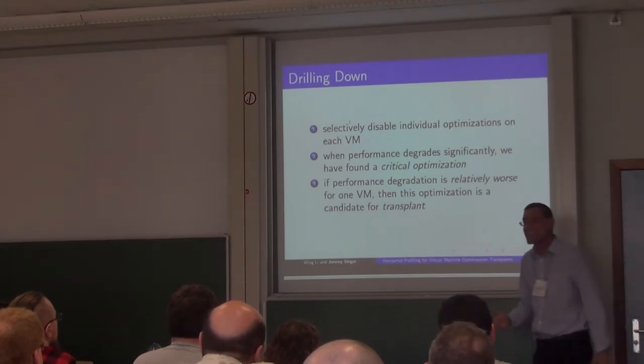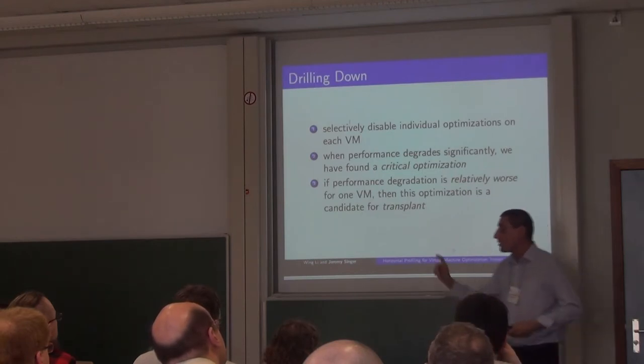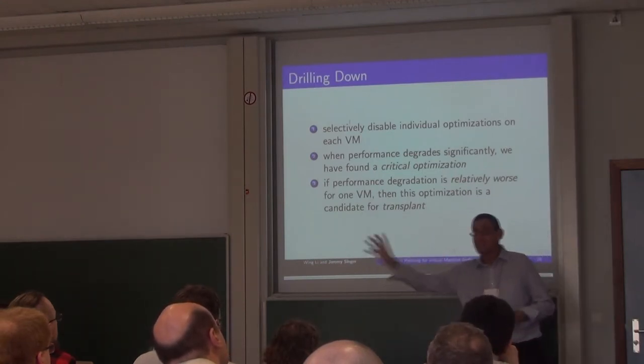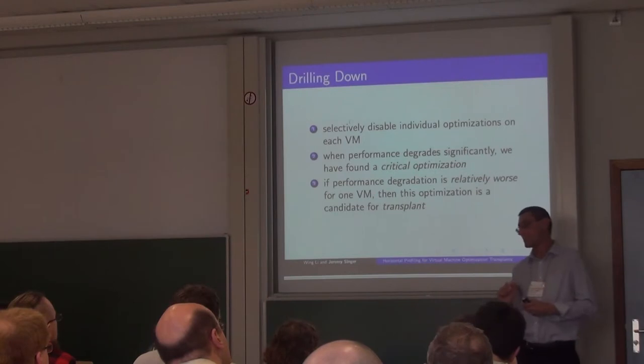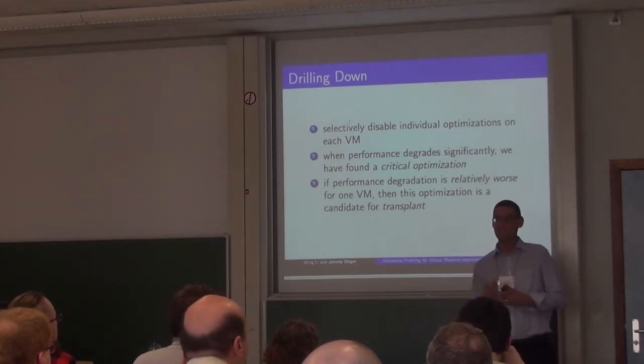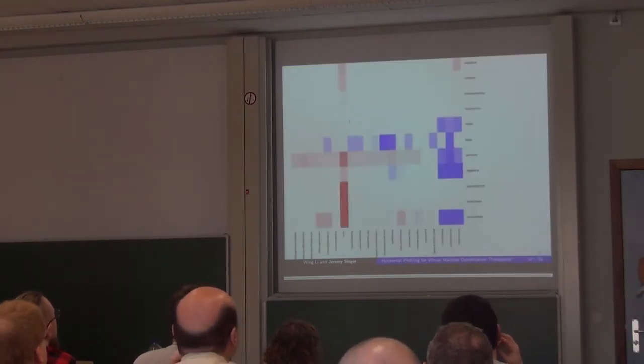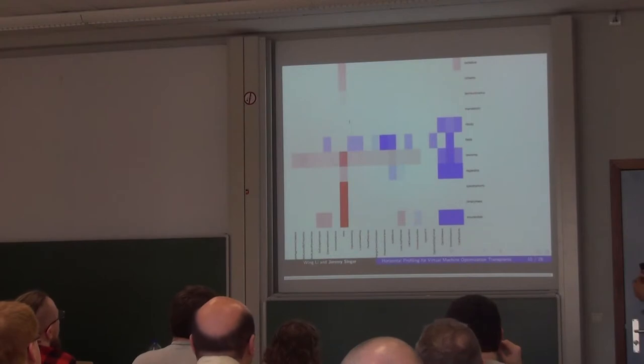And the interesting thing is, listen to this, sometimes performance degrades more when you turn off a critical optimization on one VM than it does on another. And then you say, well, that VM for which the performance degrades more must have implemented the optimization better, perhaps. But let's see. Here is a rather unintelligible heat map.